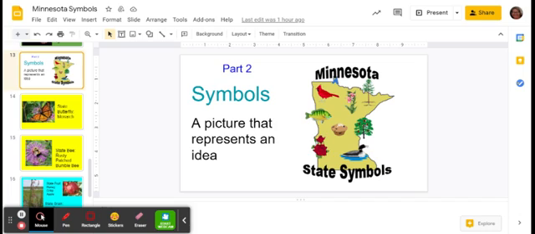So, kindergartners, think about all these wonderful things about our state of Minnesota. Think about what a wonderful place it is that we live in, and also all the things that we can continue to learn about our great state.